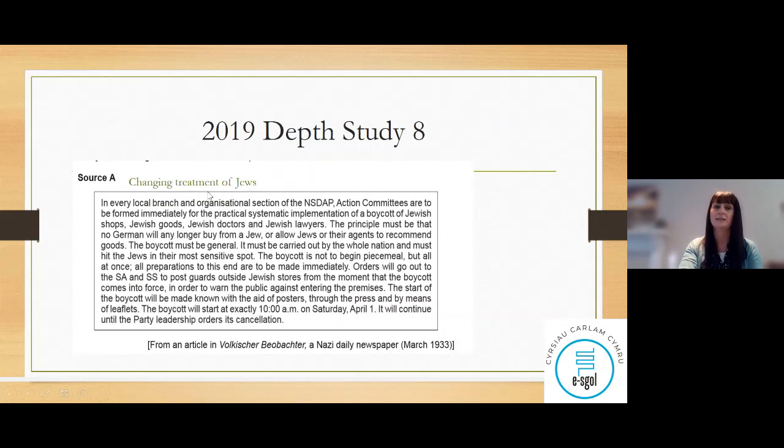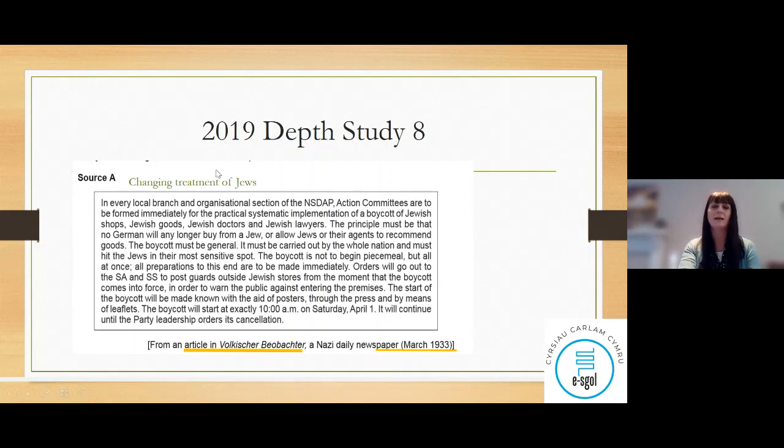So let's have a look at this 2019 Depth Study 8 paper. So this is source A. I've zoomed in so that you're going to be able to see, hopefully, in the devices that you're using. And first of all, we look down here, okay, at the bit that's in brackets. Where does this source come from? So it's from a Nazi daily newspaper. It's an article within it, and it's in March 1933. So we will highlight or underline the important information there straight away.